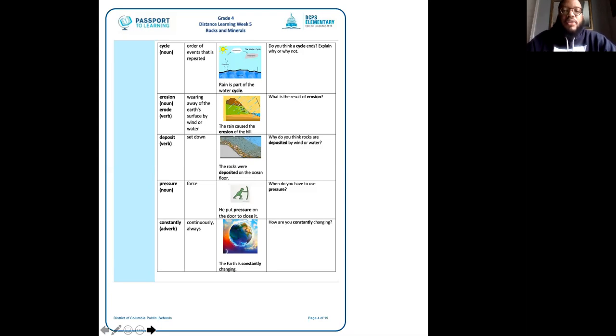In the third column, you see that they have provided us a picture of the water cycle. And the sentence here says, rain is part of the water cycle. Our question for this word says, do you think a cycle ends? Explain why or why not. So let's look back at the definition. The definition said that a cycle is an order of events that is repeated.